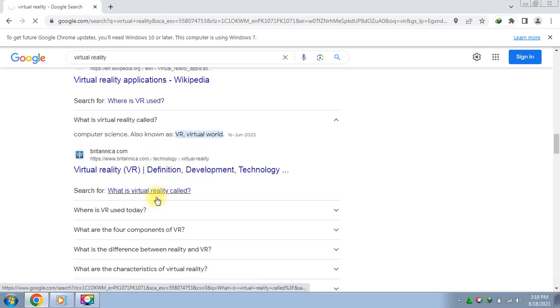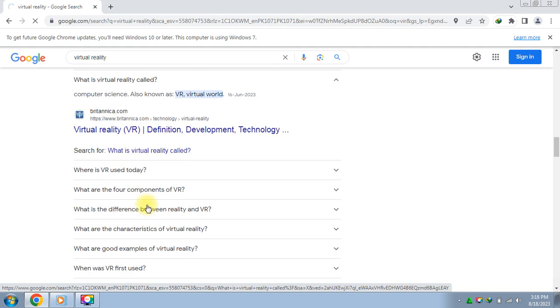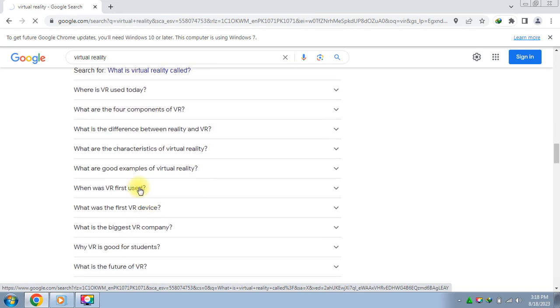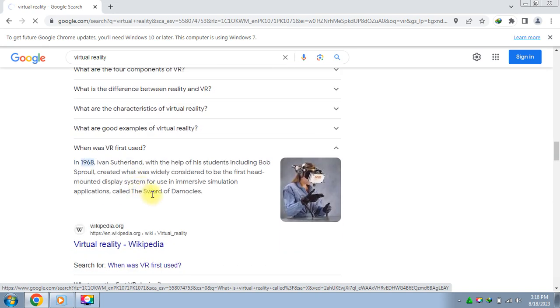And what is VR called? VR is a short form of virtual reality. The question is, when was VR first used? VR was first used in 1968 by Ivan Sutherland. The question is, what is the future of VR?